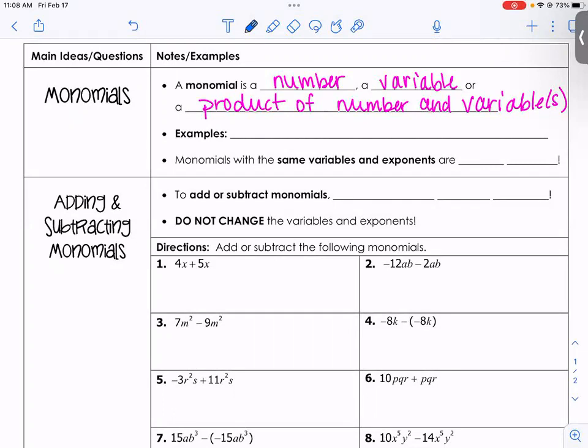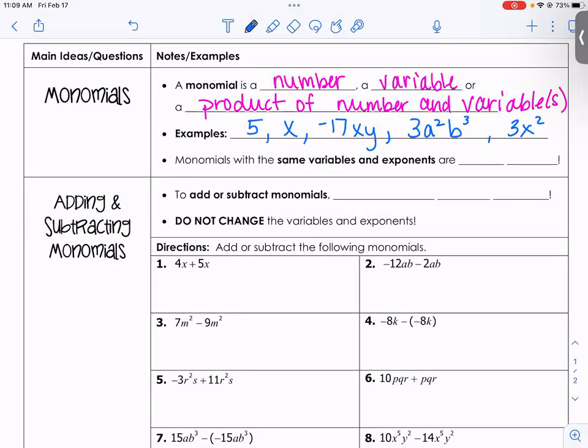So a number is like 5. A variable, x. Or it can be a product like -17xy or 3a squared b cubed. It could be the product. So there's multiplication in between of a number and a variable, or I could have more than one variable like that -17xy. I could have something like 3x squared. Those are all monomials.